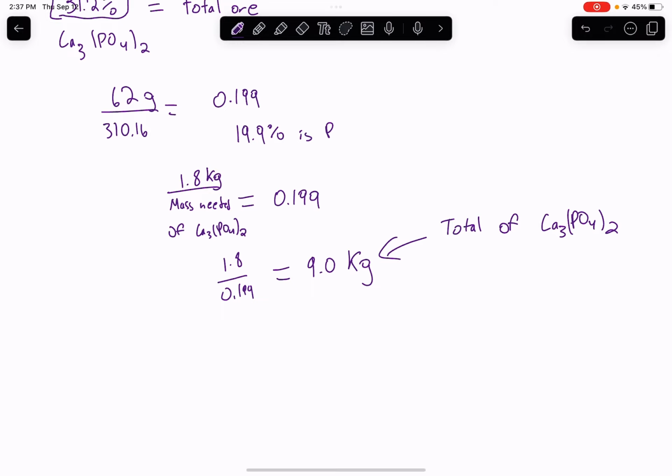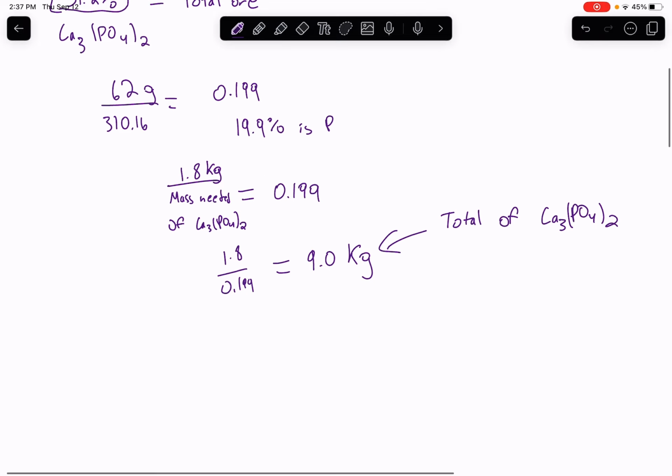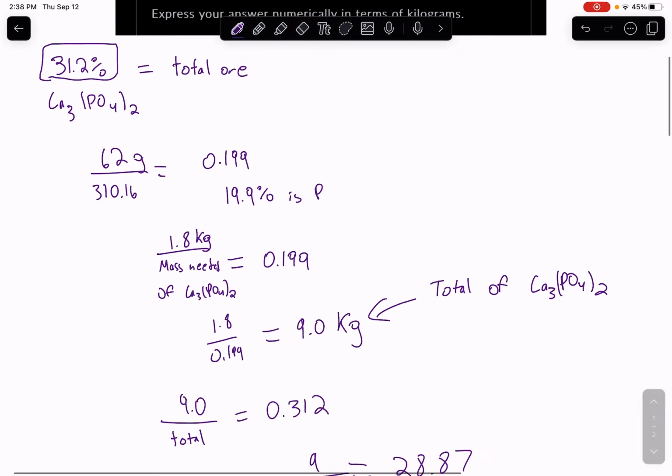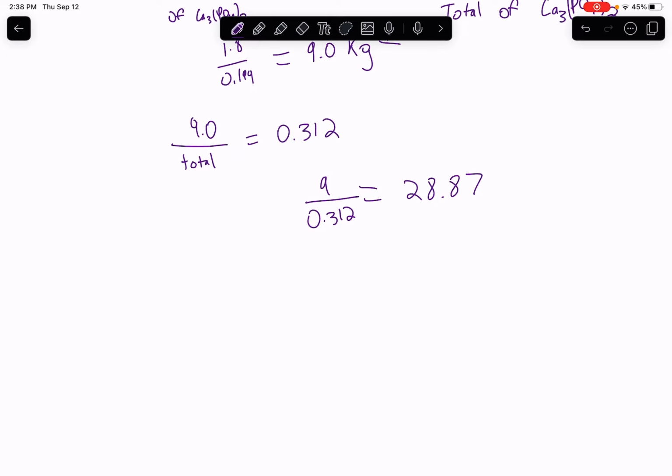So now we know exactly how much calcium phosphate we have in the total ore, but we're asked how much the entire mass of the ore is. And from the beginning we know that this part is only 31.2% of it. So you can write a formula right here: 31.2%, and then you put 9.0 over the total. You do some rearranging, and then you would get 9 over 0.312, and that's going to give you 28.87, or like it said in the final answer, I believe it was 28.89.